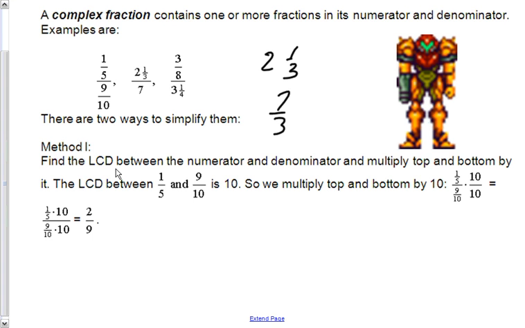So like this one right here, if I do 1/5 divided by 9/10, the LCD is 10. Multiply through, that's 2. Cancel, cancel, and that's 2/9.